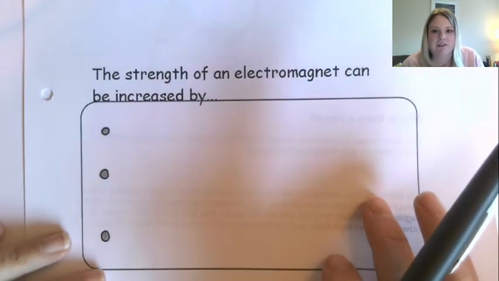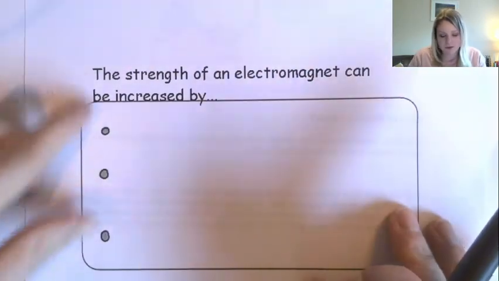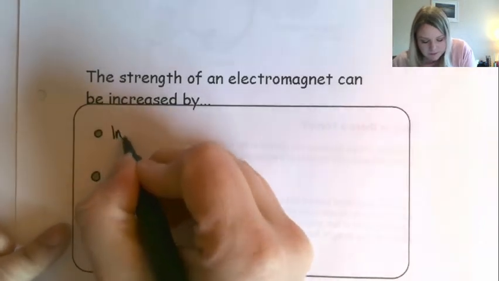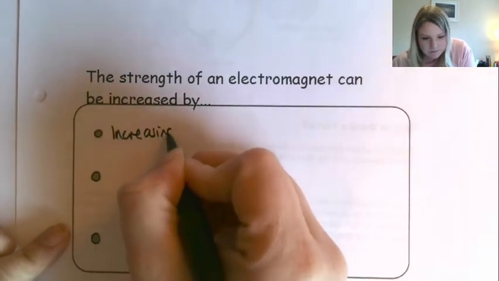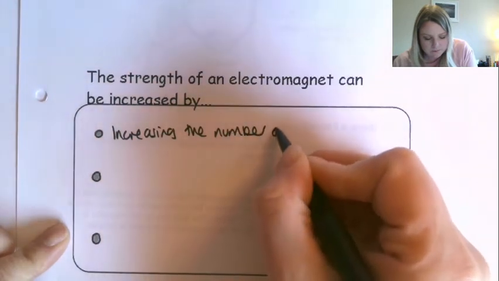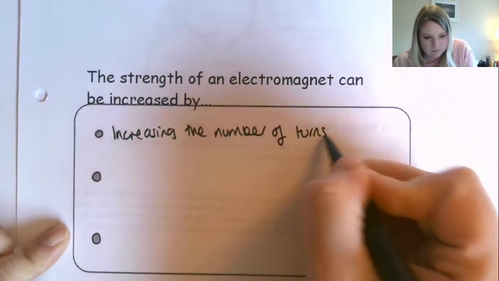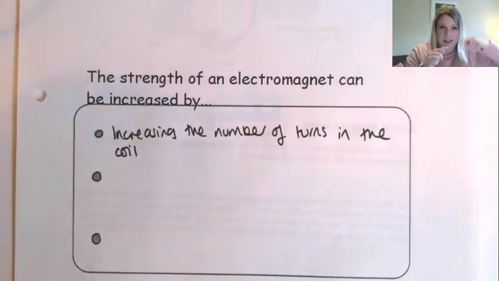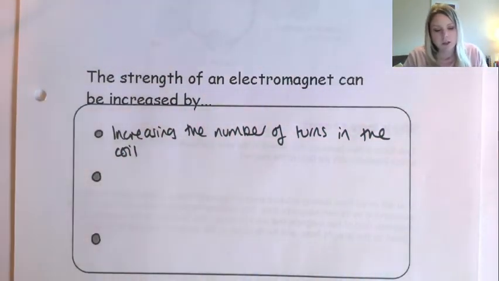On 211 there's room for our results. We're going to leave it because hopefully we will get a chance to do this. And then we just have to fill in down here the rules. The strength of an electromagnet can be increased by increasing the number of turns in the coil. That just means how many times it's wound round. Increasing the current running through the coil.